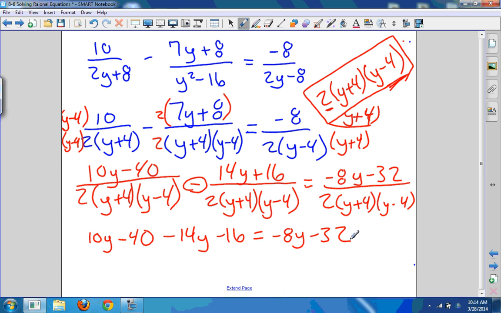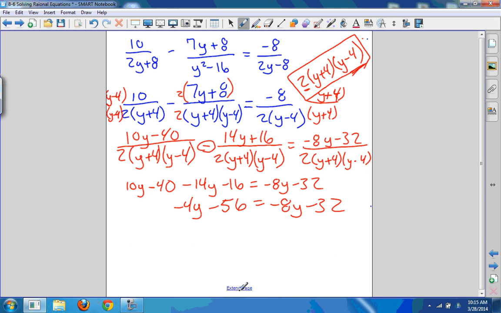Alright, so now let's combine like terms. Combine 10y and negative 14y. That'll become negative 4y. And negative 40 and negative 16 becomes negative 56. Equals negative 8y minus 32. Let's make a little more room. Now I'm going to add 8y to both sides. And we get 4y minus 56 equals negative 32. Now I can add 56 to both sides.